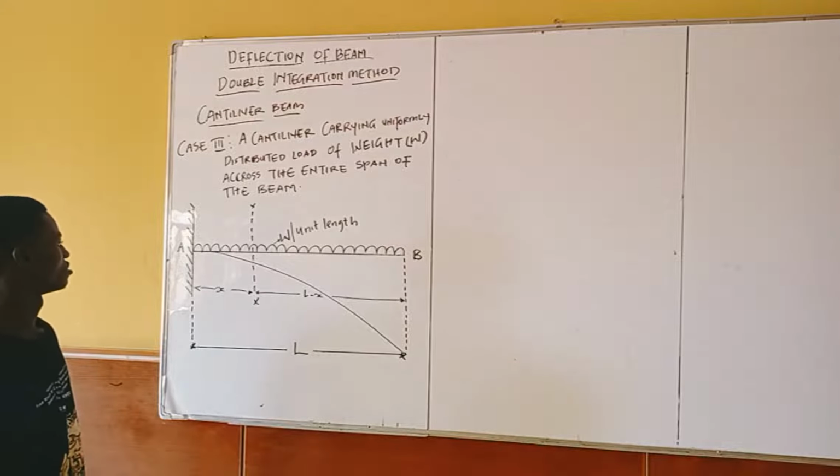So now, in this case, my moment at section x: I have L minus x here and L minus x, which is squared. So I'm going to have W L minus x squared all over 2. So this is the moment at this section x.